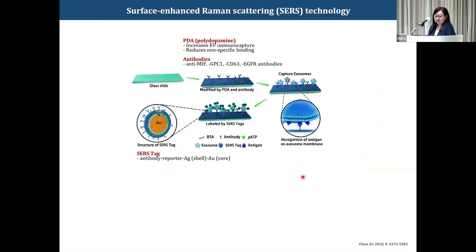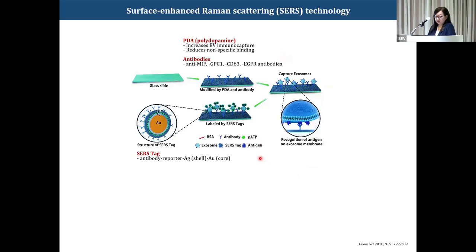In one of the studies that applied SERS technology in liquid biopsies, the authors made use of a layer of polydopamine that can enhance the binding efficiency of EVs to the overlaid glass slide. The polydopamine layer was embedded with antibodies against CD63 and other cancer-related proteins such as MIF1, glypican, and EGFR. CD63 antibodies were mainly for EV enrichment, and the levels of the tumor biomarkers expressed on EVs were analyzed.